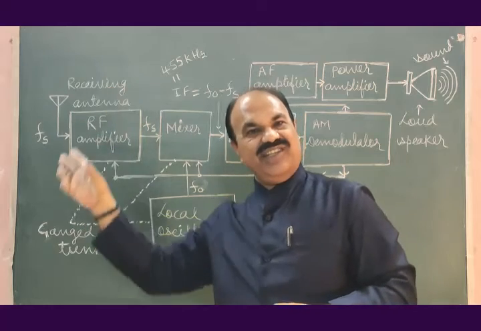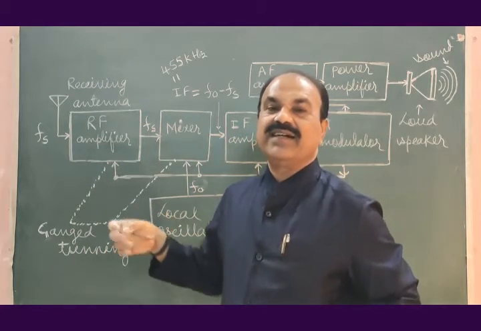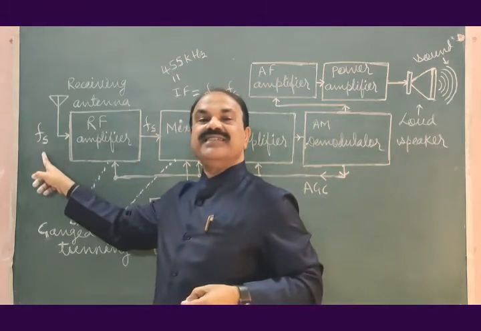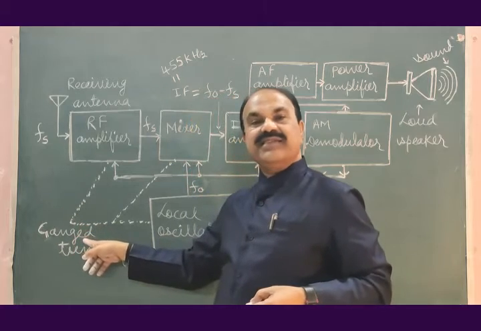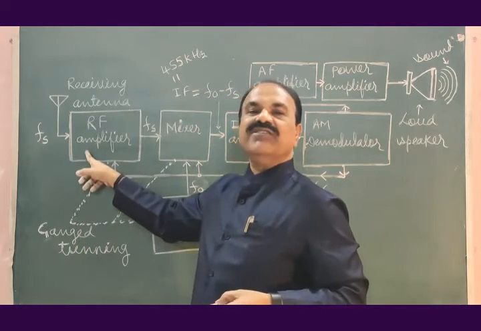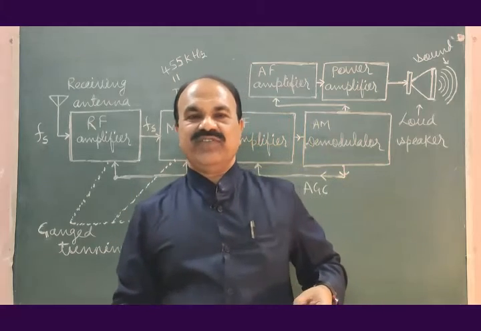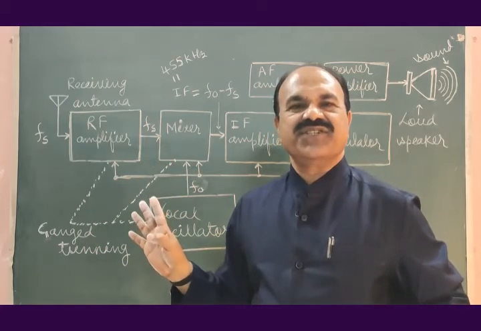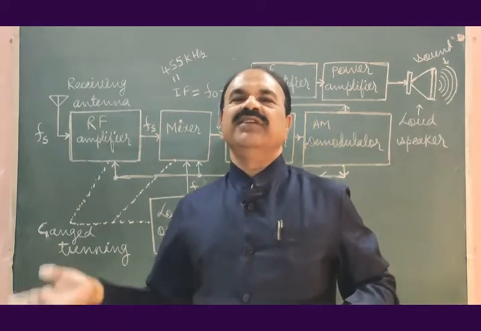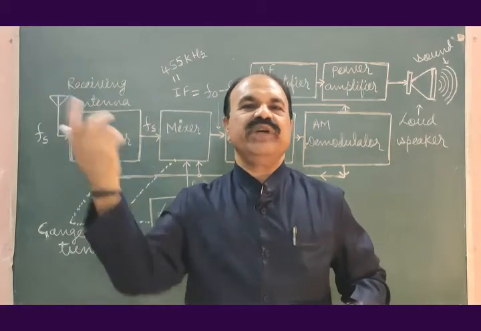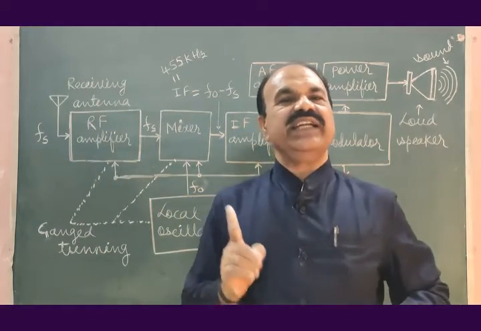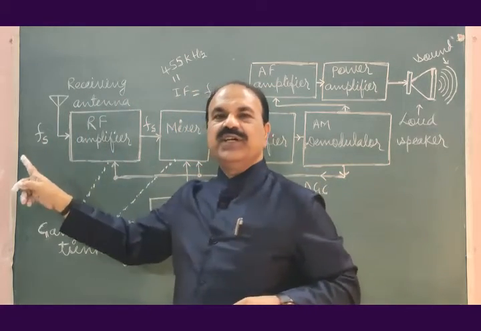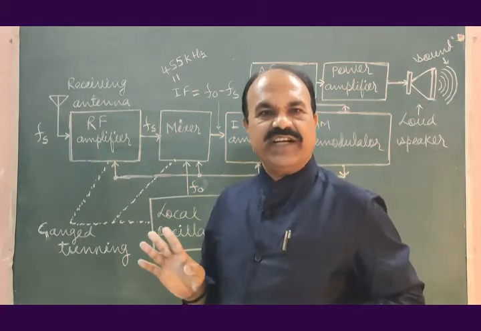The antenna intercepts all these electromagnetic waves and converts them into electrical signals. Only the electrical signal whose frequency is Fs, adjusted by this ganged tuning, will be allowed to enter this radio frequency amplifier. So you can select any one of the 80 radio stations, first, second, third, or fourth, fifth, sixth, up to 80, depending on the frequency Fs. This source frequency Fs is different for different radio stations.